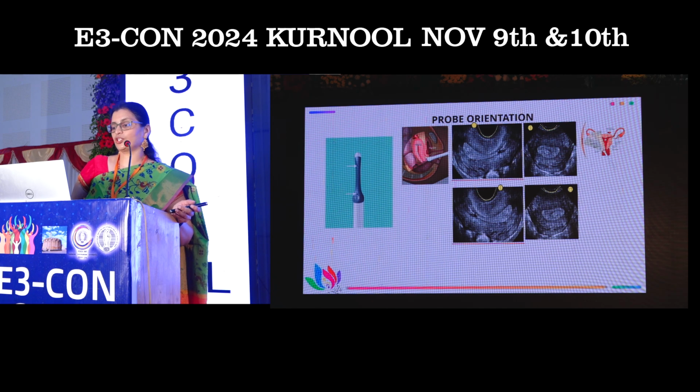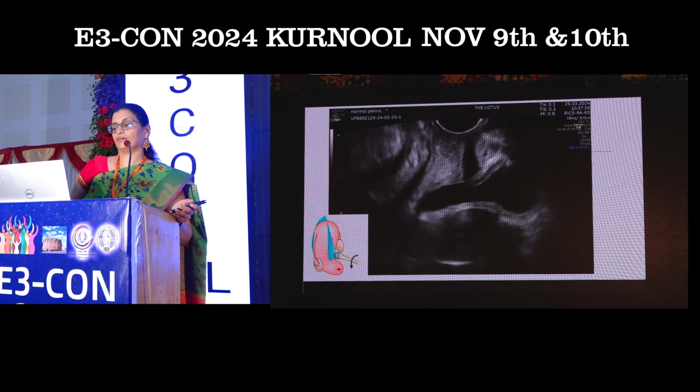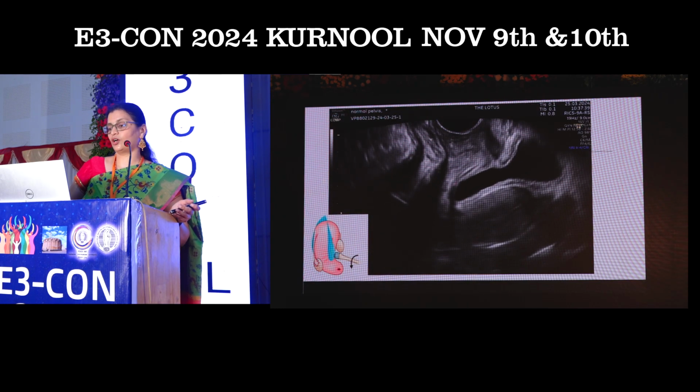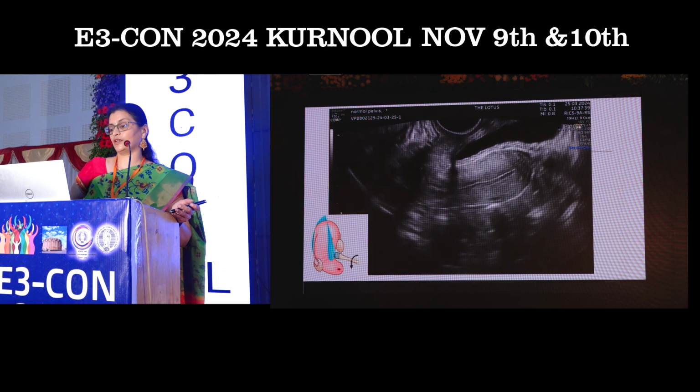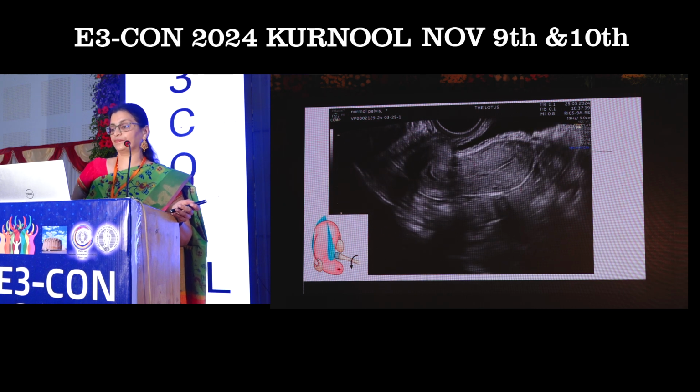So probe orientation, we need to orient ourselves by looking at this, the marker for probe orientation. Just as in transabdominal, you have it on the transvaginal probe also. Always it will be pointing above, or you can change it to right and left according to your preference. So the yellow dot on the screen marks the probe orientation for you.